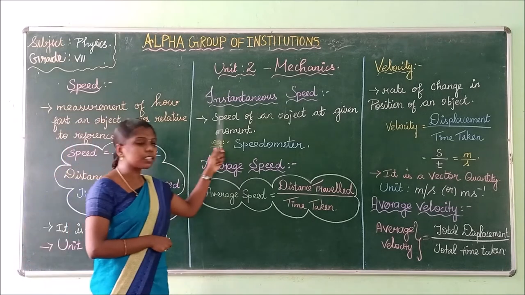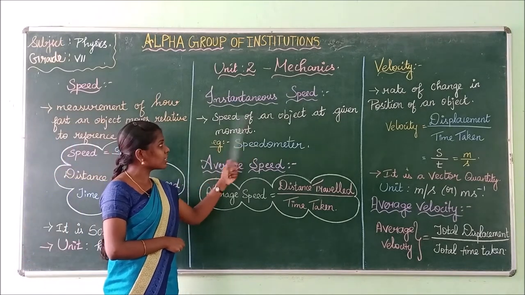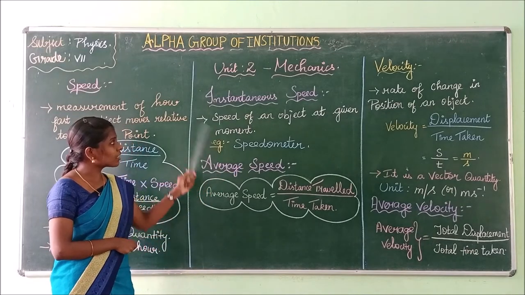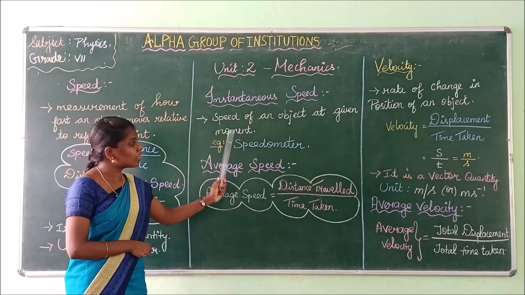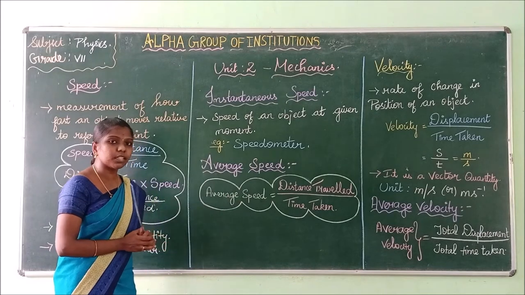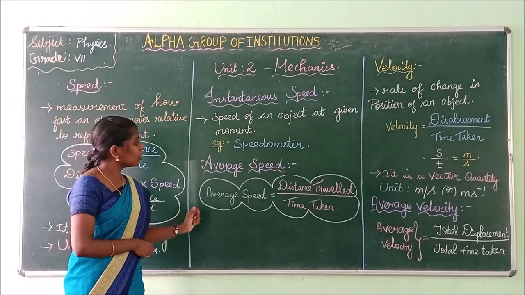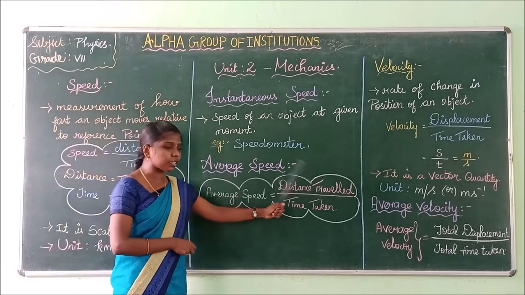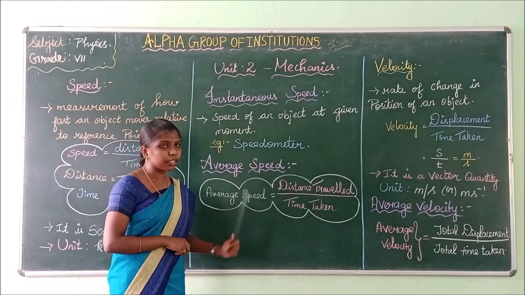Next we have seen what is instantaneous speed. Instantaneous speed is the speed of an object at a given moment. Example for instantaneous speed is speedometer. Speedometer is a device to measure speed. Next, average speed. Average speed is the ratio of total distance traveled and total time taken.